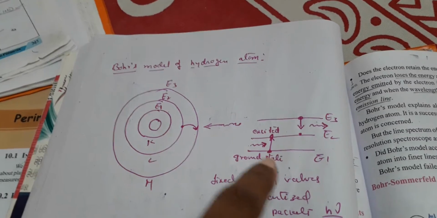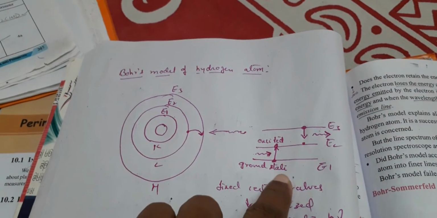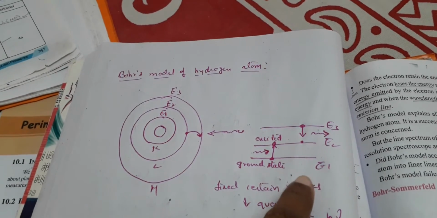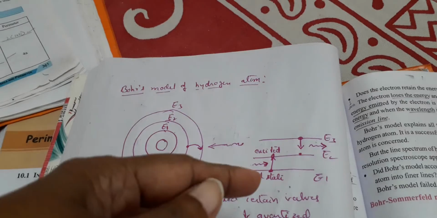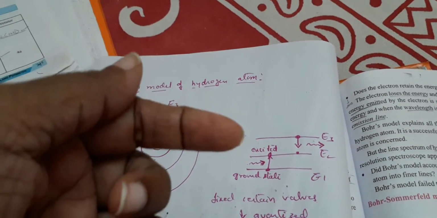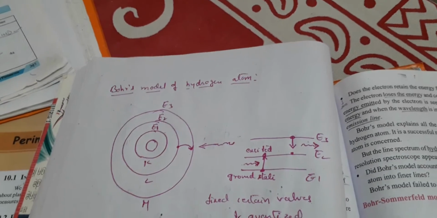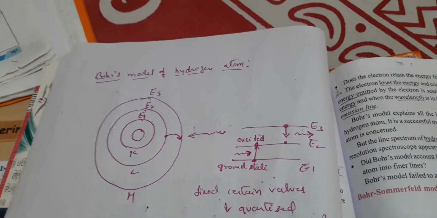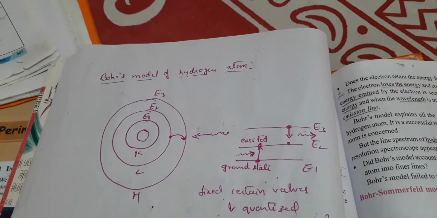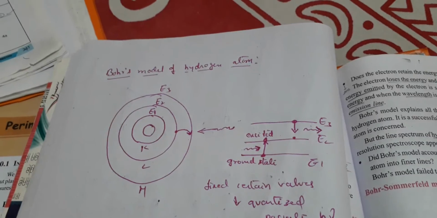Whenever an electron belongs to its own energy state, that is called the ground state of the electron. And whenever the electron jumps into the next state, that next state is called the excited state. Any electron which is in the excited state can never be stable. It gives out energy and then comes back to its ground state.